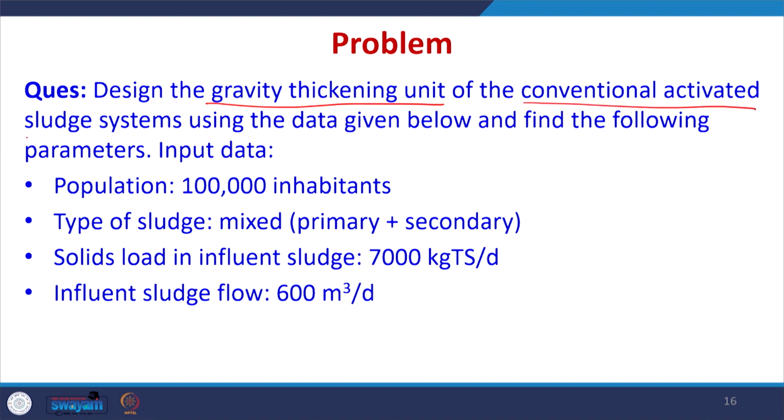So, let us solve a problem with respect to design of a gravity thickening unit. We have to design a gravity thickening unit of a conventional activated sludge system using the data given below. Already we have taken some data. Here the population is 1 lakh inhabitants. The type of sludge being treated is mixed, where primary and secondary are both there. The solid load in the influent sludge is 7000 kg TS per day, and the influent sludge flow rate is 600 meter cube per day.